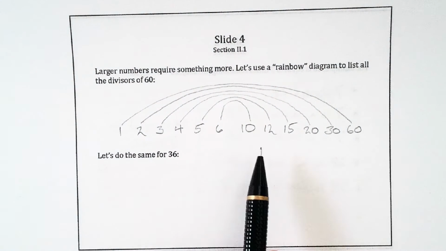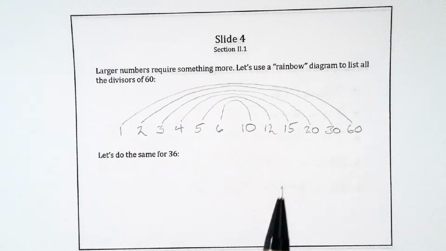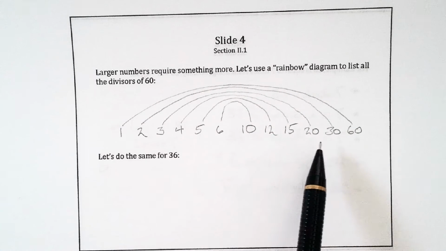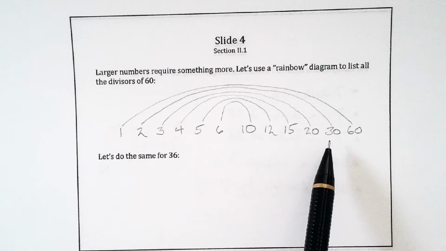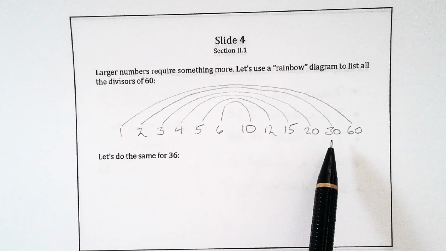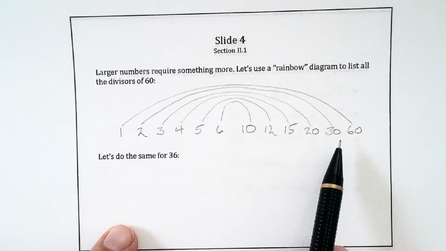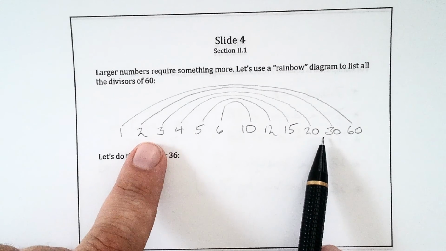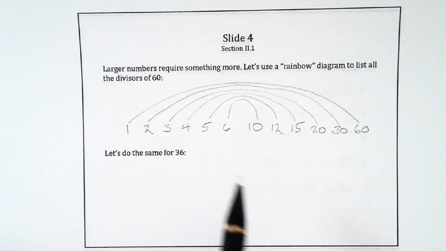The question remains if there's any factors I haven't checked up in this area. Yeah, that would be on the other side of the rainbow. Well, think about that. Is that possible? For instance, is there a factor somewhere between 20 and 30? How do I know there's not? Well, if there was, the other factor in that factor pair would have to be between 2 and 3, because 2 matches with 30 and 3 matches with 20. Okay, but I know there's not anything in here because I've checked everything down here.